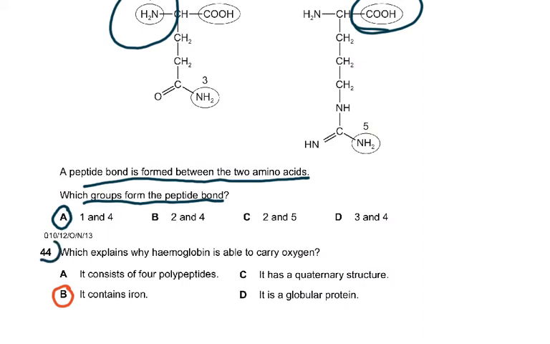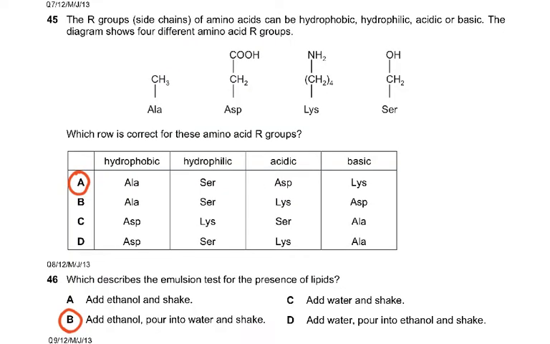And question 44, which explains why hemoglobin is able to carry oxygen? It contains iron. The iron, Fe2 plus, is where the oxygen attaches to the iron part of the hemoglobin molecule. Then 45, the R groups or side chains of amino acids can be hydrophobic, hydrophilic, acidic, or basic.